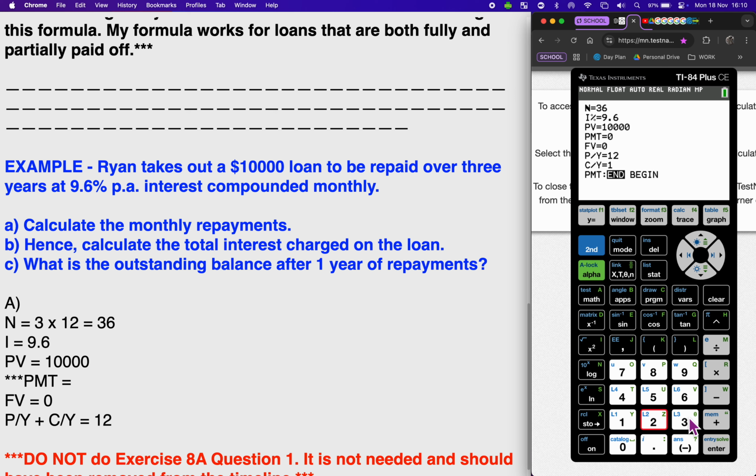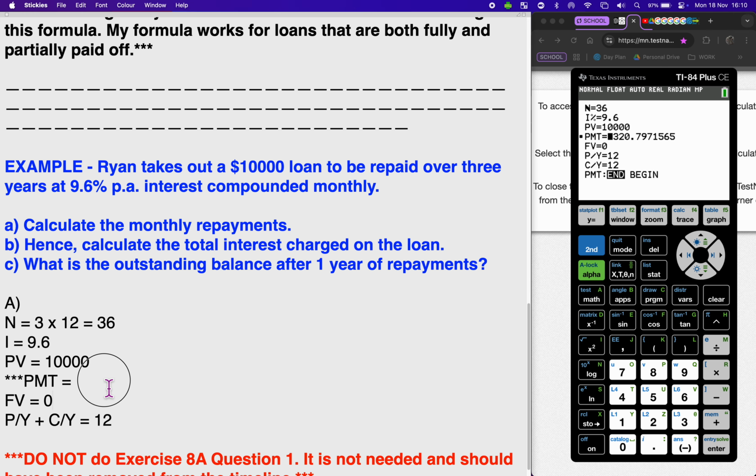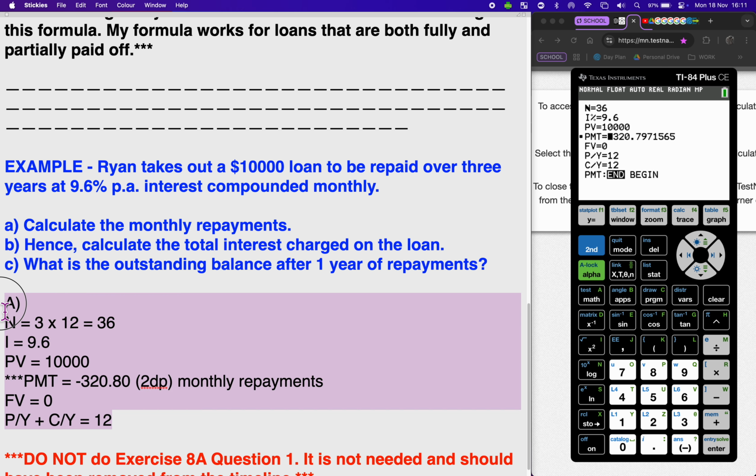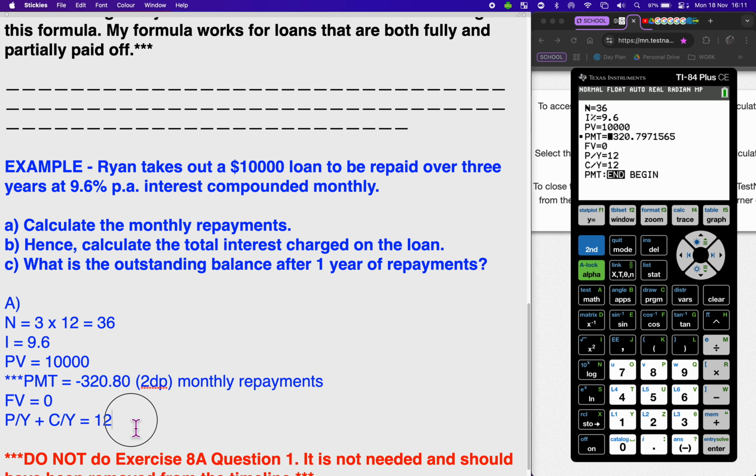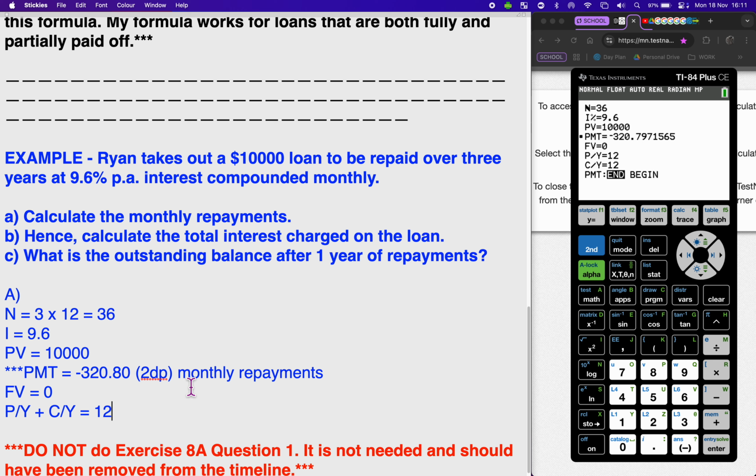FV 0, 12. Notice that it changes it to the same automatically. Solve for PMT, Alpha, Enter. Now it tells me negative $320.80 to round it to 2 decimal points. Monthly repayments. That's your first thing to get down. Answer to A. What are the monthly repayments? $320.80 monthly.